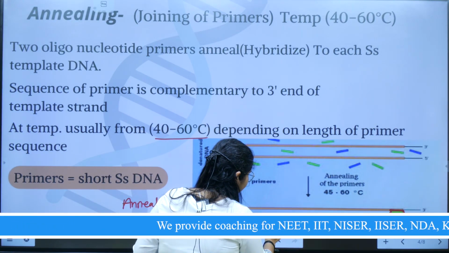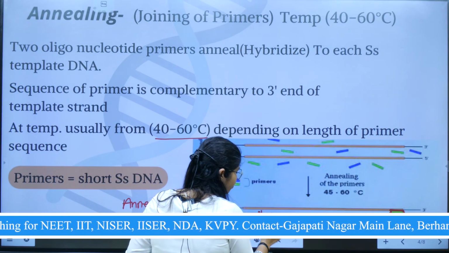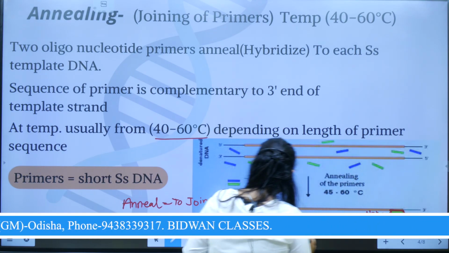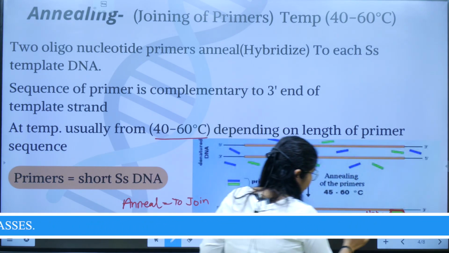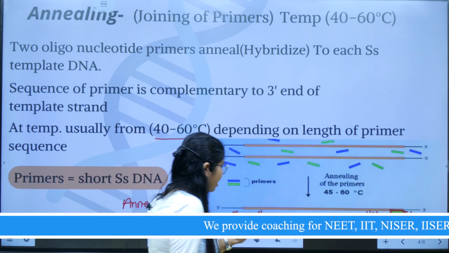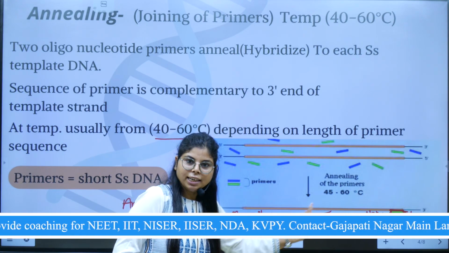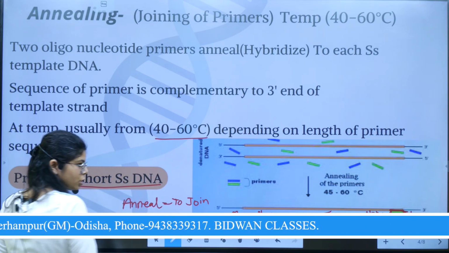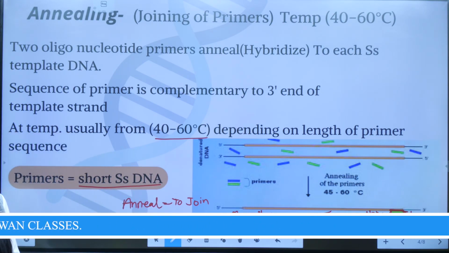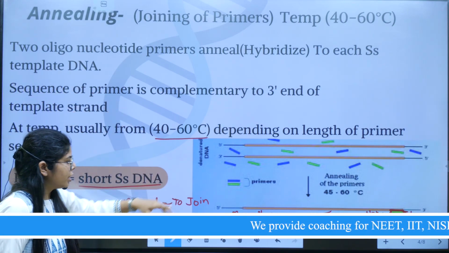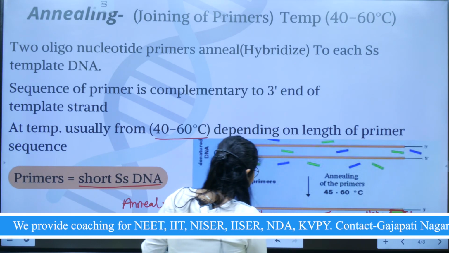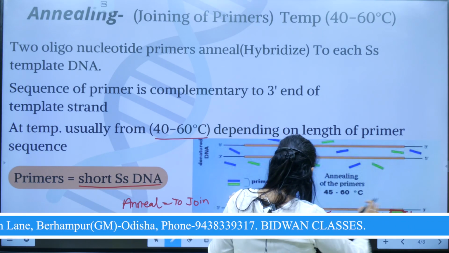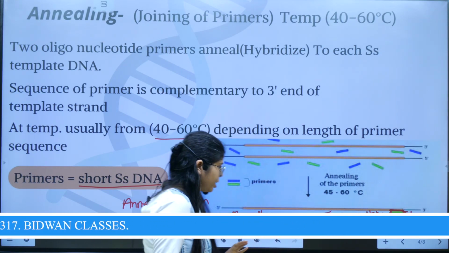Now this primer will have a free 3' OH group. Okay, so this is our primer. It will have the 3' OH group where the DNA polymerase can extend the new strands. These primers are basically short single strands of DNA, called oligonucleotides. So we need two oligonucleotides: one to attach at the 3' end of the strand which extends in the 3' to 5' direction, and the other for the strand which extends from 5' to 3'.